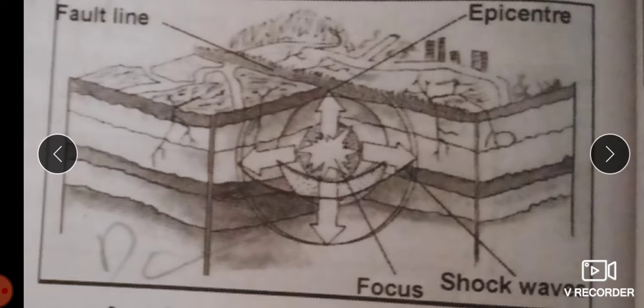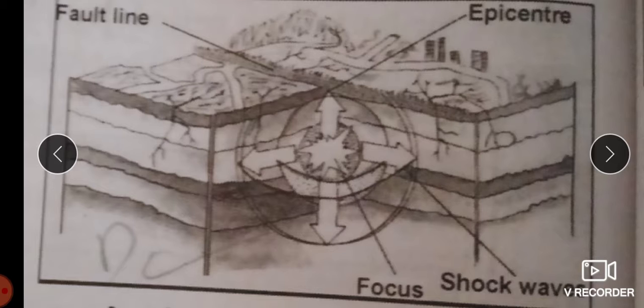Now let us know about the primary waves. Primary waves are also known as longitudinal and compressional waves. They are the fastest earth waves and the first waves to reach the surface. They can pass through solid, liquid and gaseous matter.